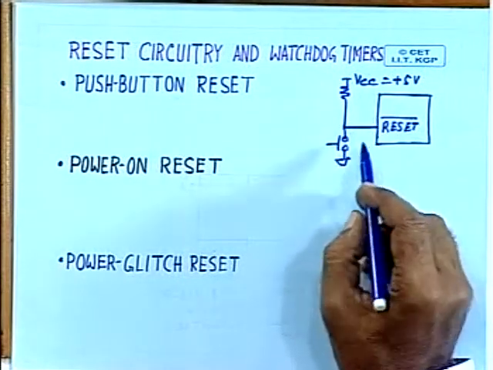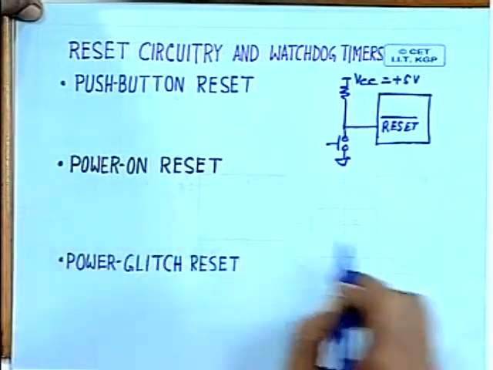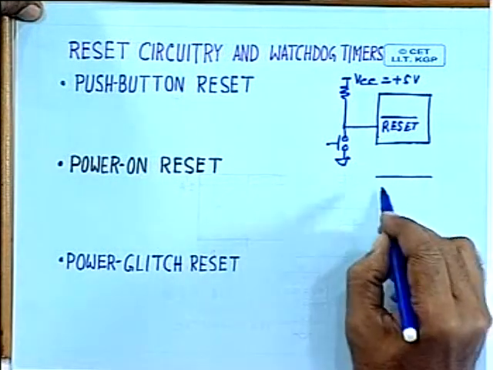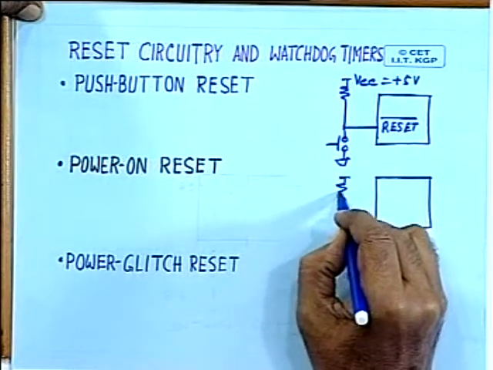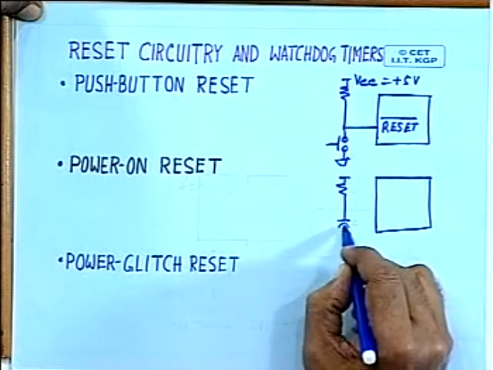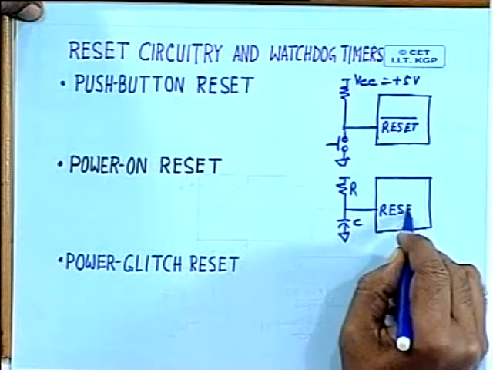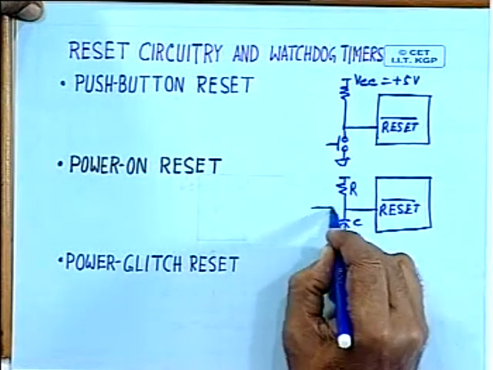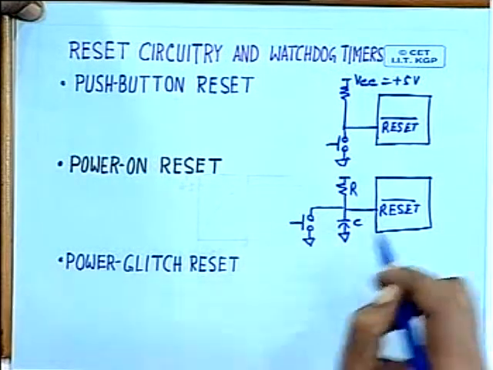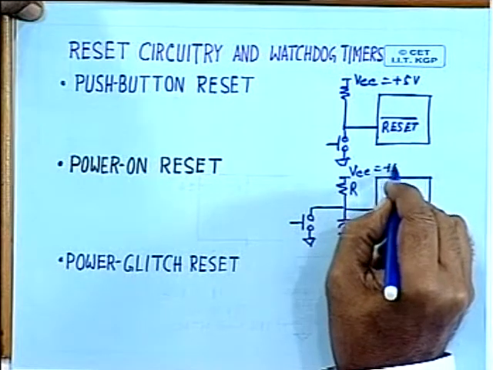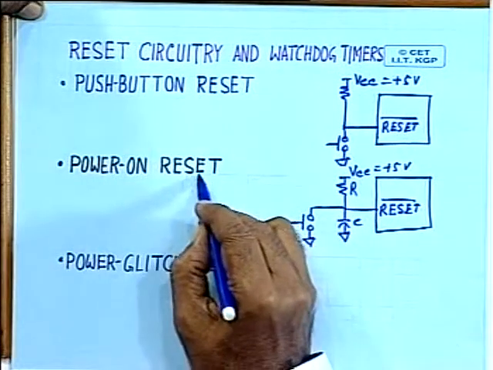However, there are many situations where users are not available all the time. In such a case, it is necessary to use power on reset. Power on reset can be easily implemented with the help of a resistor and capacitor combination, R and C. This is connected to the reset input of the microcontroller. Of course, in addition to this, we will usually provide a reset switch here. So this goes to VCC, that is usually plus 5 volt. Let us see how it works.